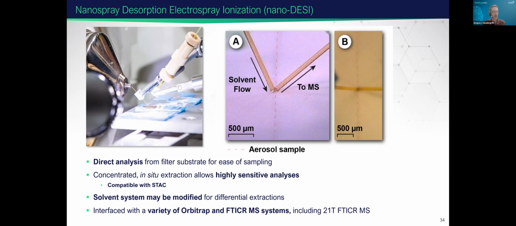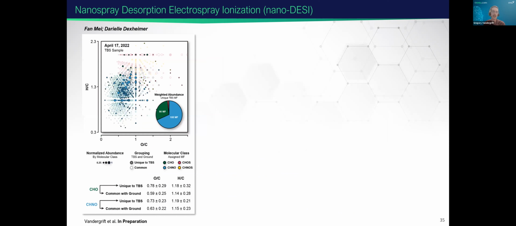NanoDESI you can think of very similar to electrospray ionization with respect to molecular coverage. And as a result, we can tailor the sampling solvent systems we use to try to push the molecular coverage in a particular direction of interest. And especially notable, this NanoDESI platform can be interfaced with any of our mass spec systems, including Orbitrap and FTICR.